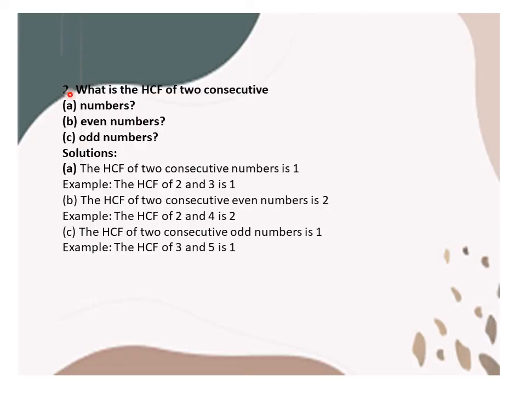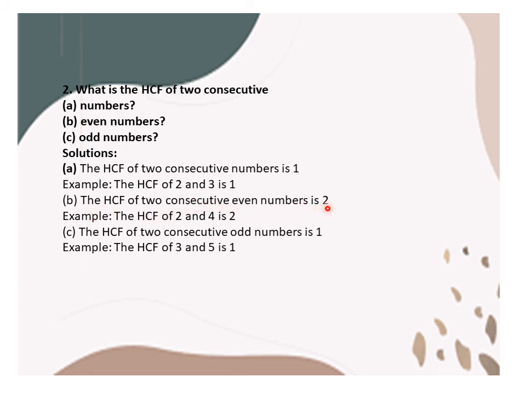Now question number 2. What is the HCF of 2 consecutive numbers? 2 consecutive even numbers, 2 consecutive odd numbers. So solution. The HCF of 2 consecutive numbers is 1 only. Example, the HCF of 2 and 3. Consecutive means continuous. We already learned. Continuous it is. 2 and 3. So what is the HCF? HCF is only 1.